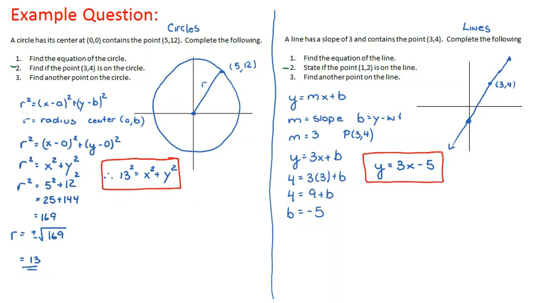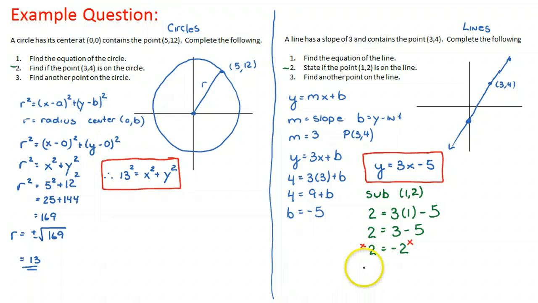So if I want to show if 1, 2 is on this line, all I do is I sub in the point 1, 2. So therefore, 2 is equal to 3 times 1 minus 5. So 2 is equal to 3 minus 5. So 2 is equal to minus 2. Well, we all know that this is actually incorrect. 2 is in fact not equal to minus 2. So this is invalid. So since left side is not equal to right side, the point 1, 2 is not on the line.